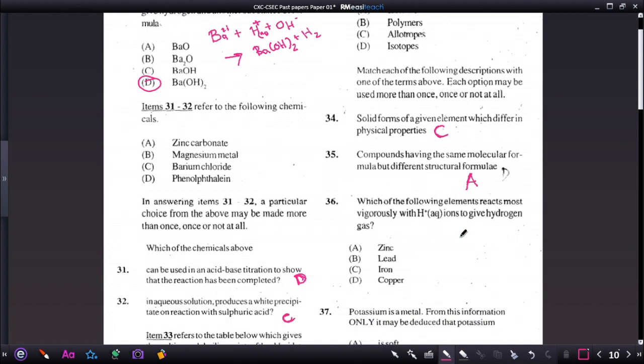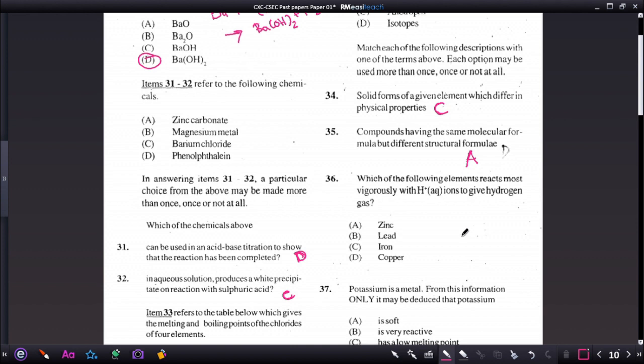Alright, 36. Which of the following elements reacts most vigorously with H+ ion to give hydrogen gas? Based on the list right here, it is zinc. A.